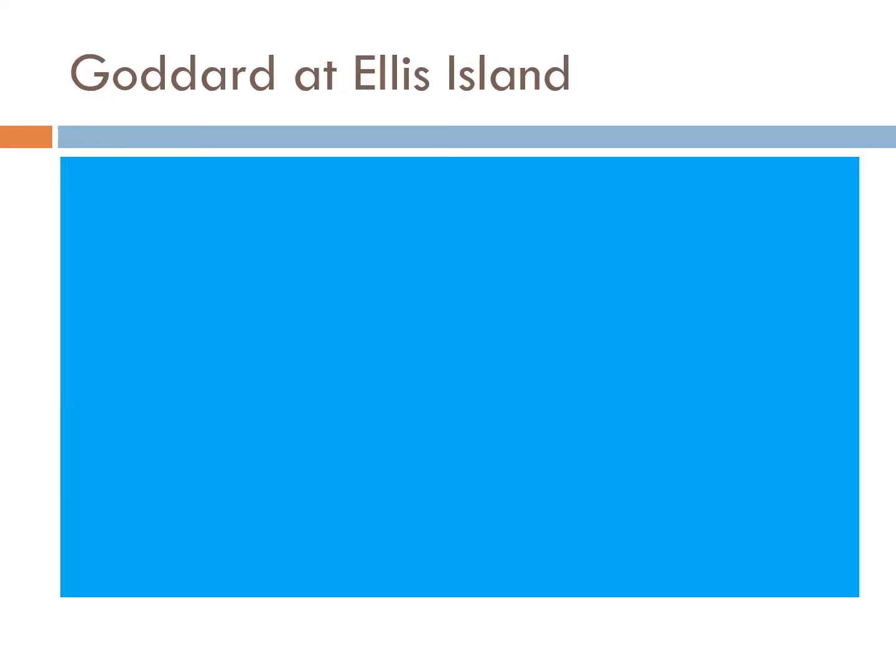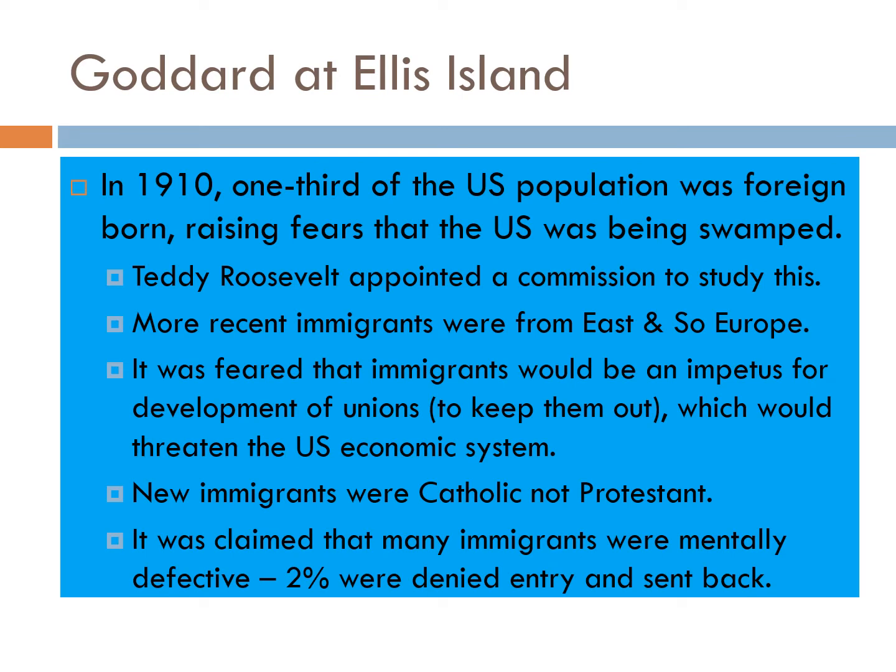So if we look at Goddard's study at Ellis Island, in 1910, one third of the U.S. population was foreign-born, raising fears that the U.S. was being swamped by these foreign-born invaders. So Teddy Roosevelt appointed a commission to study this. More recent immigrants were coming from Eastern and Southern Europe, and it was feared that immigrants would be an impetus for the development of unions, which would threaten the U.S. economic system, right? New immigrants were Catholic and not Protestant, which was the primary religious affiliation of politicians in the U.S. at the time. It was claimed that many immigrants were mentally defective, and 2% were denied entry and sent back.